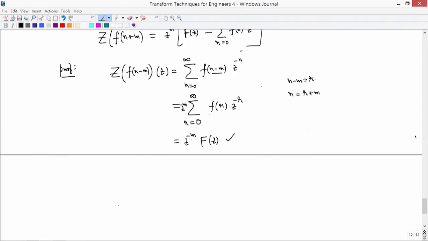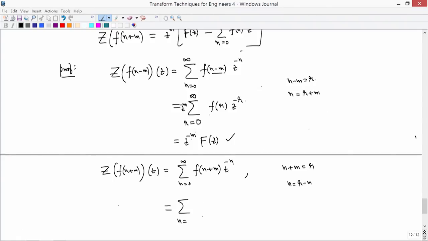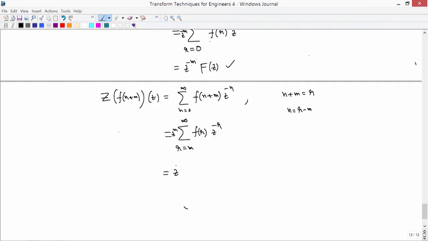And then to look at the other result, the z transform of f of n plus m as a function of z is the sum over n from 0 to infinity. The same technique: instead of n minus m, you write n plus m times z power minus n. Here you write n plus m equal to r, so that n equals r minus m. If you put n equal to 0, r equals m, so r is from m to infinity, and you have f of r times z power minus n, which becomes z power minus r plus m. So you get z power m with a positive sign.